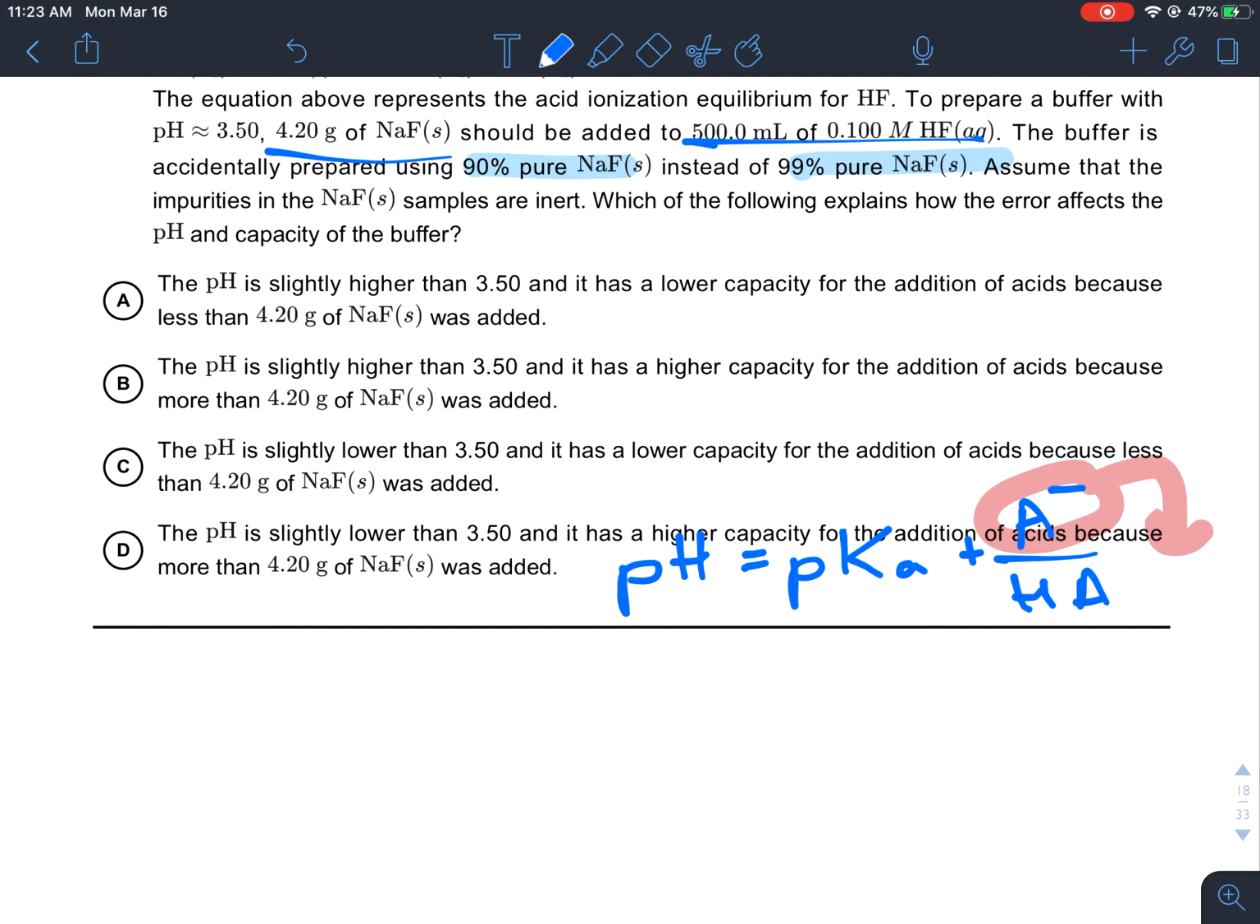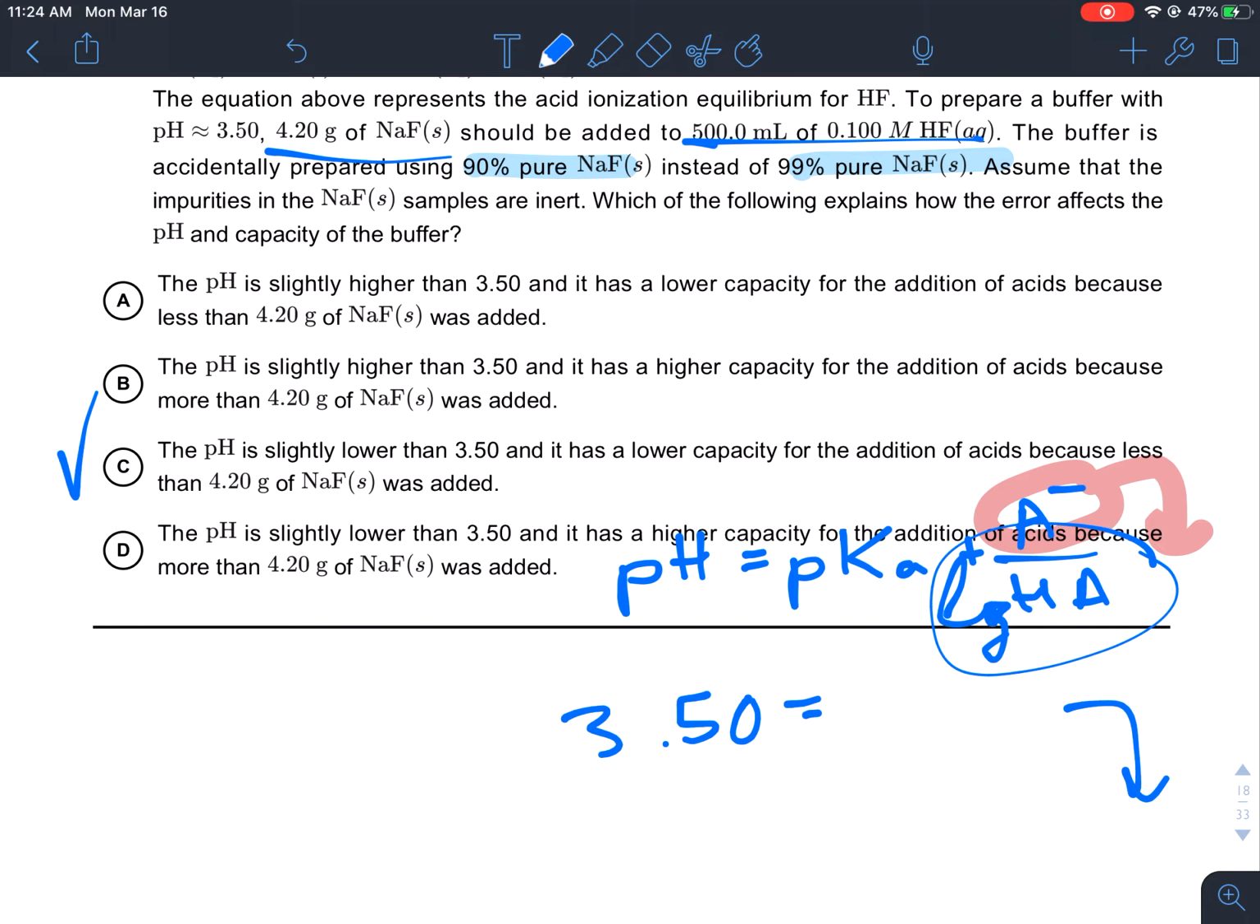So your pH is like 3.5, and let's say your pKa is just some number close to 3.5. But if your A minus goes lower, and you have to take the log, sorry, I didn't write log. You have to take the log of this. Then if your numerator is lower, this becomes closer to a negative number. So the correct answer is C.